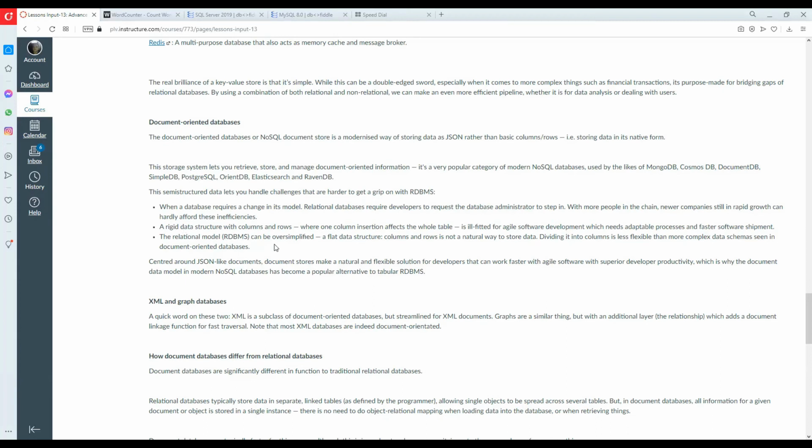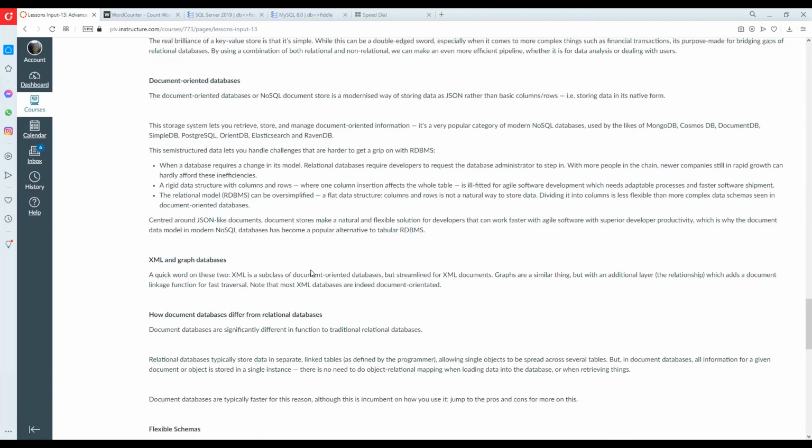A rigid data structure with columns and rows, where one column insertion affects the whole table, is ill-fitted for agile software development, which needs adaptable processes and faster software shipment. Then lastly, our DBMS can be oversimplified. A flat data structure, columns and rows, is not a natural way to store data. Dividing it into columns is less flexible than more complex data schemas seen in document-oriented databases.